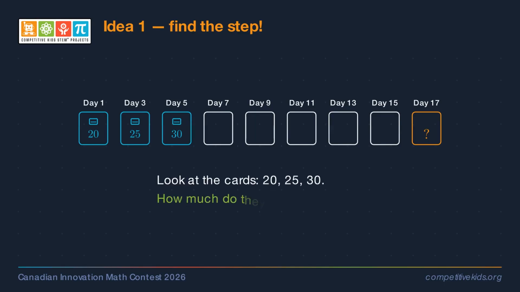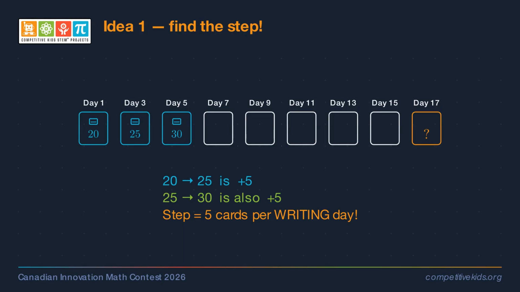Let's find the step first. Look at the card counts: 20, 25, 30. How much do they go up each time the team writes? Watch the hop. From 20 to 25 is plus 5. From 25 to 30 is also plus 5. Nice spotting. So the step is 5 cards per writing day. Notice, that's per writing day, not per calendar day.